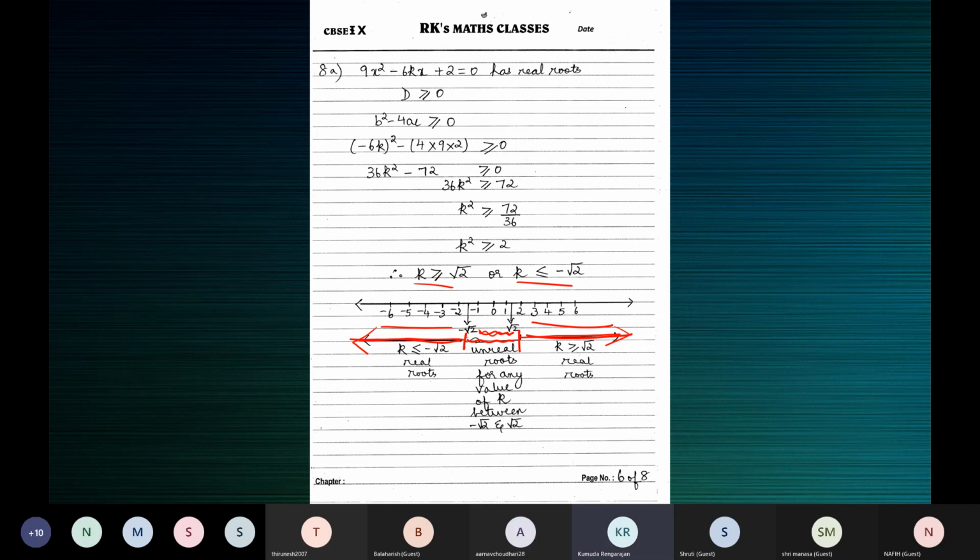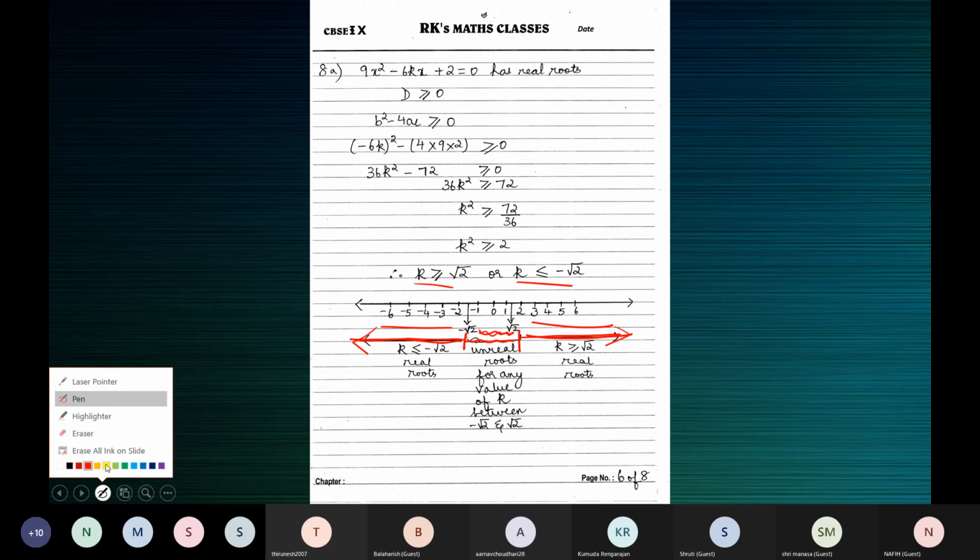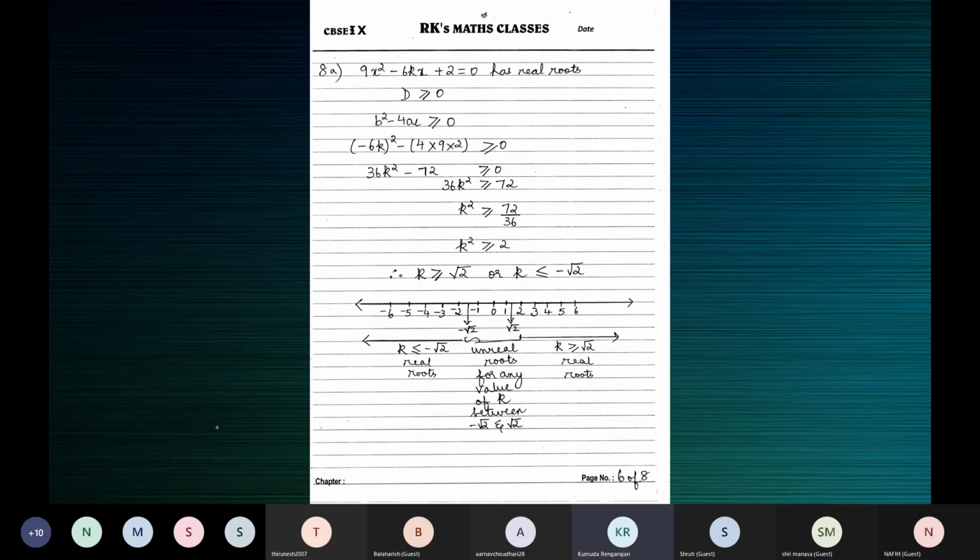Ma'am, can you explain again why it is unreal between minus root 2 and plus root 2? Okay, sure. So roots can be only of two types, right? The roots can either be real or, if they are not real, they are imaginary. Imaginary meaning unreal. Correct? Yes, roots are either real or unreal.